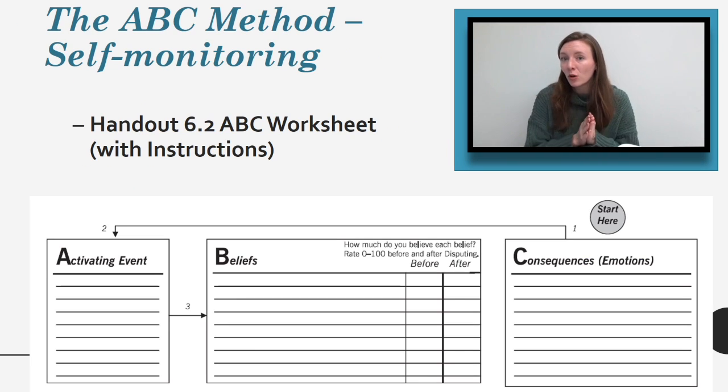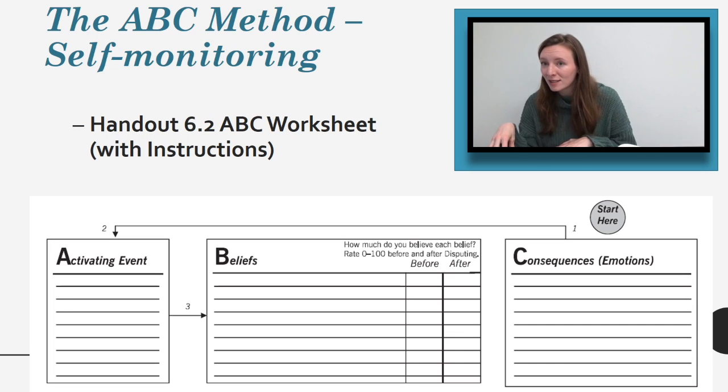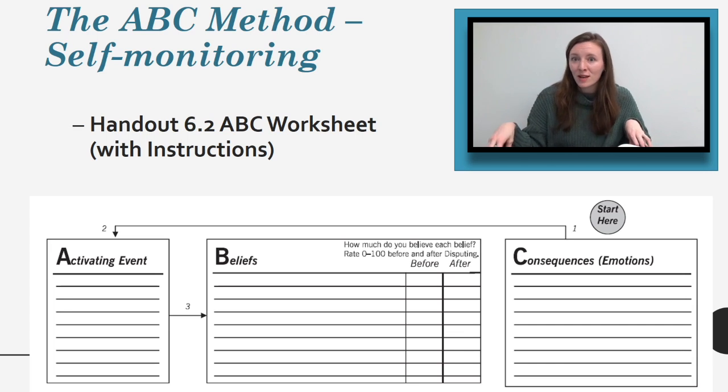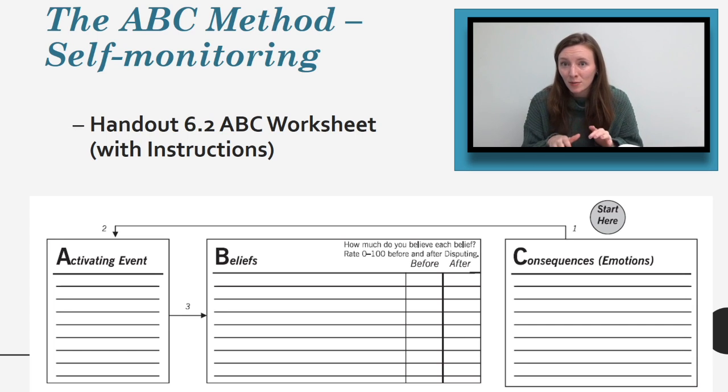Okay, so I'm going to go through the A, B, and C. It's important to understand what each of those three things mean. When you're actually doing this method, you start with the consequences, then you write about the activating event, and then you write about the beliefs. First, I think it's helpful to go through an example of what each of those three things mean.